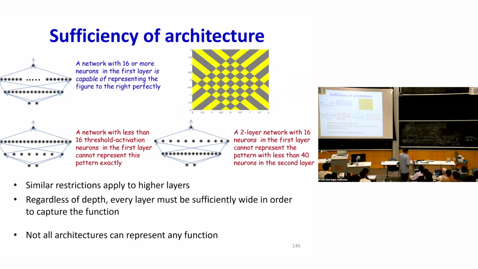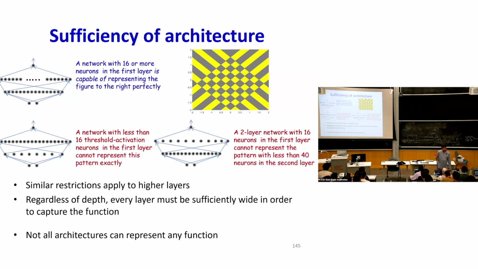So same thing. Even if I have 16 neurons in the first layer, so I've managed to capture all 16 lines, if I have fewer than 40 neurons in the second layer, there's no way I can actually hope to capture all 40 cells. Which tells me that in each layer, there's a minimum number of neurons that are required for me to be able to capture the decision boundary, capture the function that I'm trying to capture.